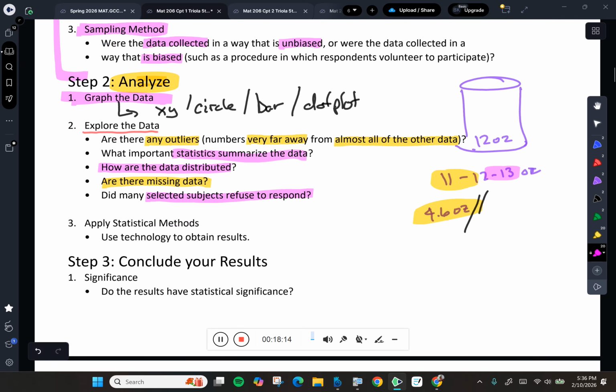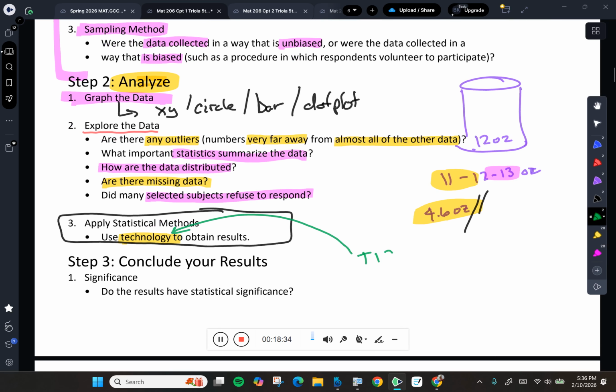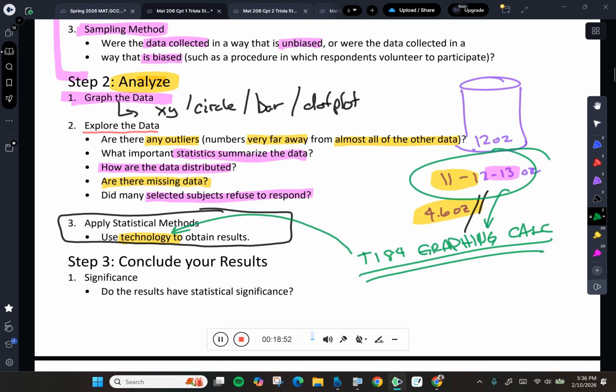Right? Also under analyze is where we start doing statistical methods, where we use technology to crunch the numbers, so to speak. Right? Crunching the numbers, doing the calculations. Okay? I want to highlight an important word here, technology. As I discussed in our welcome video, that's where the TI-84 graphing calculator is going to come into play, okay? Because it is going to be doing the number crunching for us. We might have to take that data and put it into the calculator, but once it's in the calculator, it does all the work for us, right?